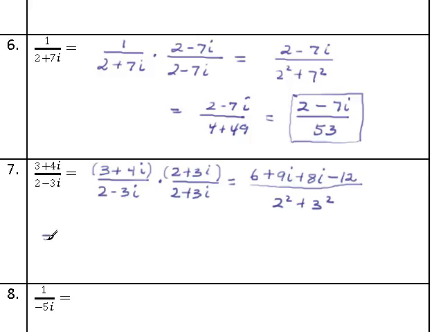All right, let's just simplify this a little bit. Here we have 4 plus 9, so that would be 13 in the denominator. And in the numerator, we'll do 6 minus 12, that's negative 6. And add 9i plus 8i, so we have 17i.